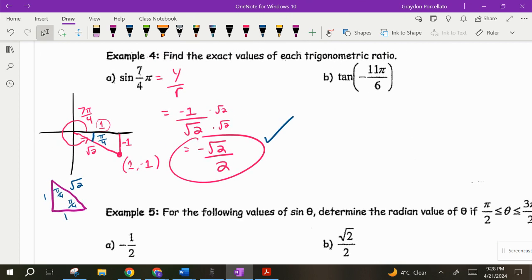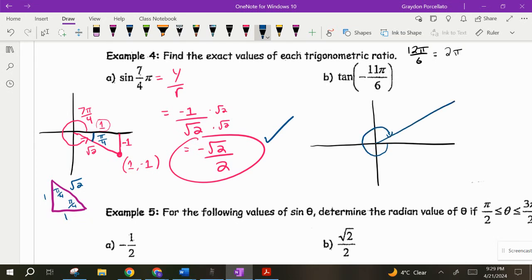Now, negative 11 pi over 6. Okay, let's start by drawing that out. Where is negative 11 pi over 6? Well, think of that. That's really close to 12 pi over 6, and 12 pi over 6 is 2 pi. So that's really close to negative a full circle, which is going the opposite direction to right here. That's the angle we're referring to.